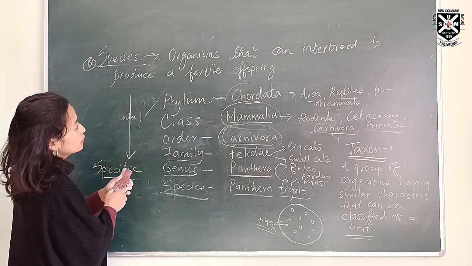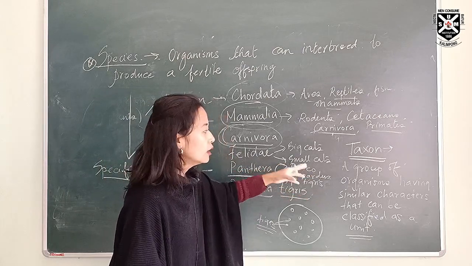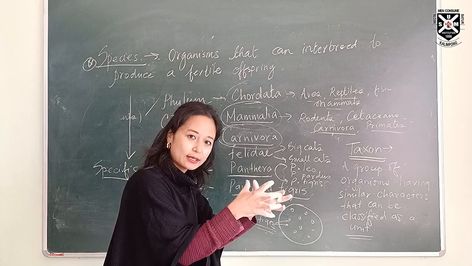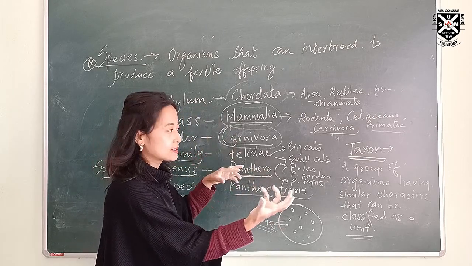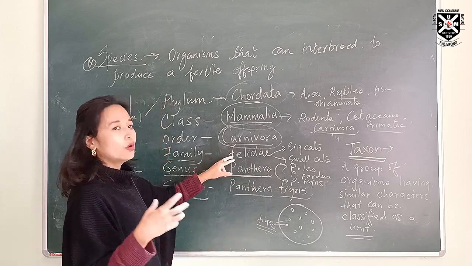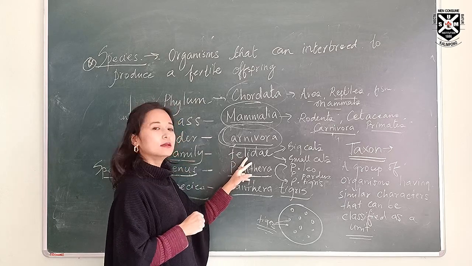Okay. Now what about this? You understood what is taxon? Taxon means again a group of organisms having similar characters which can be grouped as one. Just like all the mammals, they are one taxon. All the carnivores, they are one taxon. Right? So all the cat family, they are one taxon.